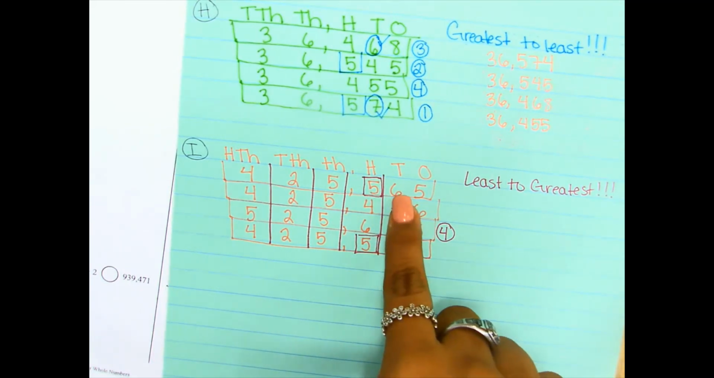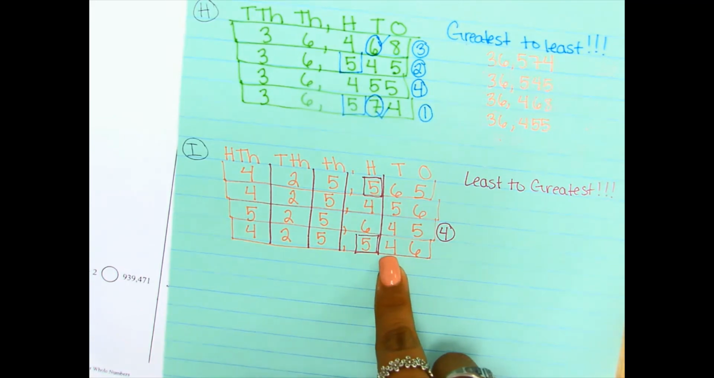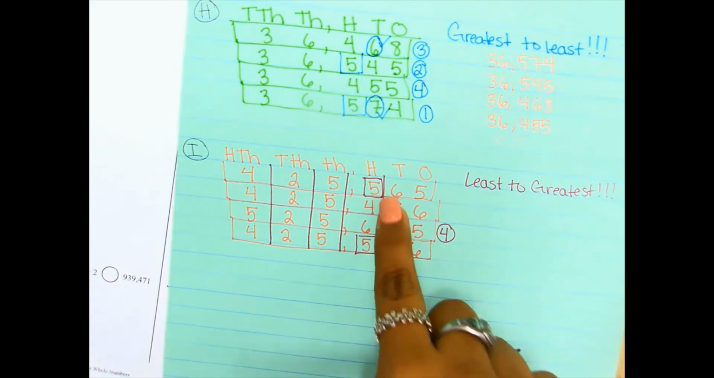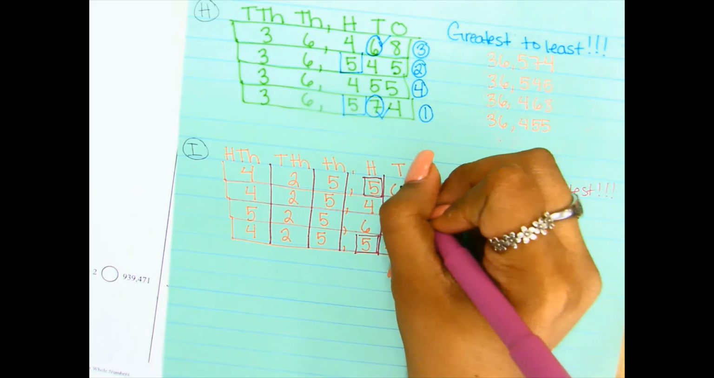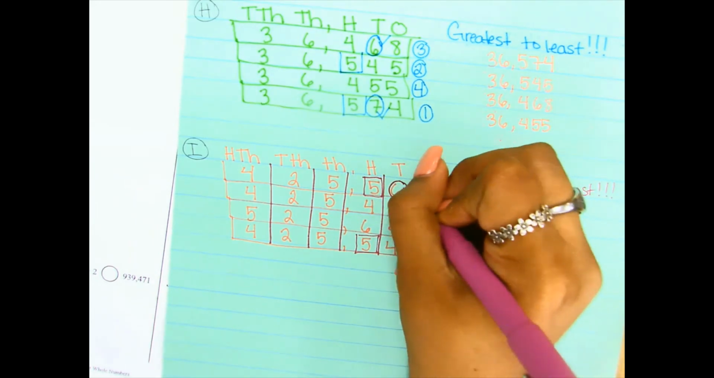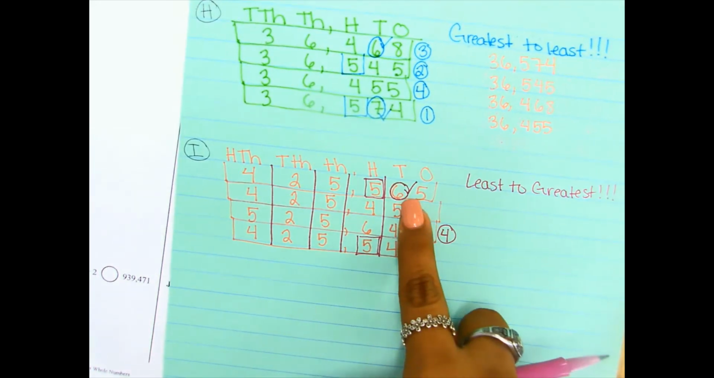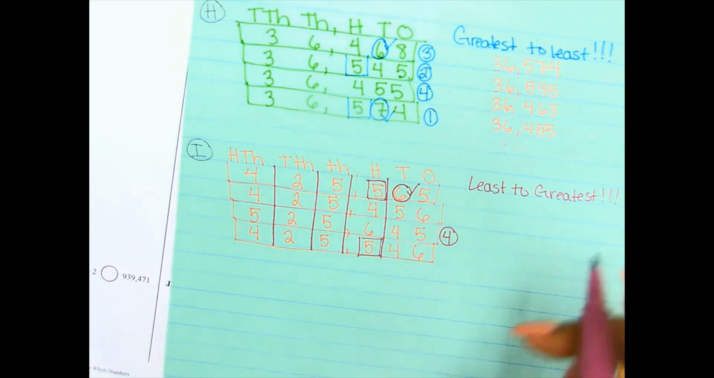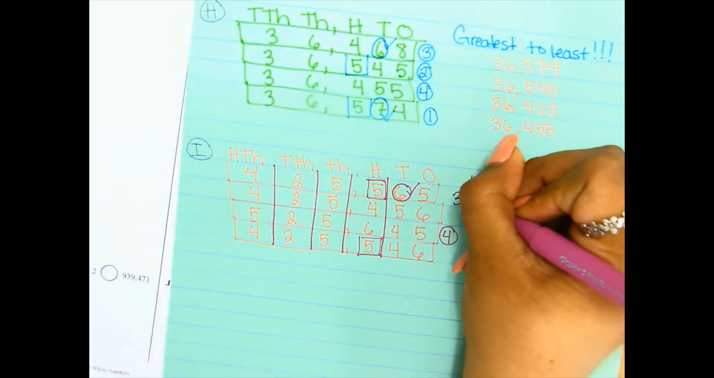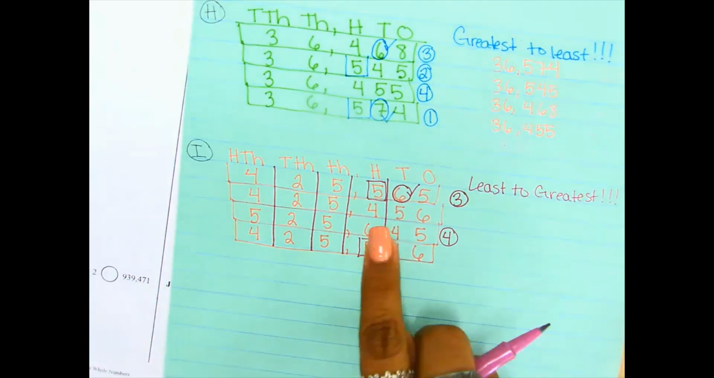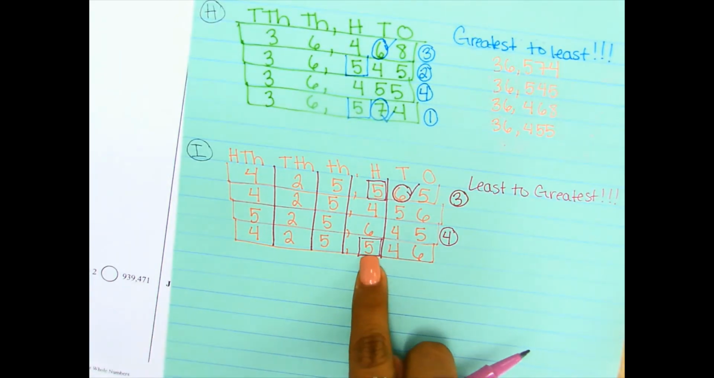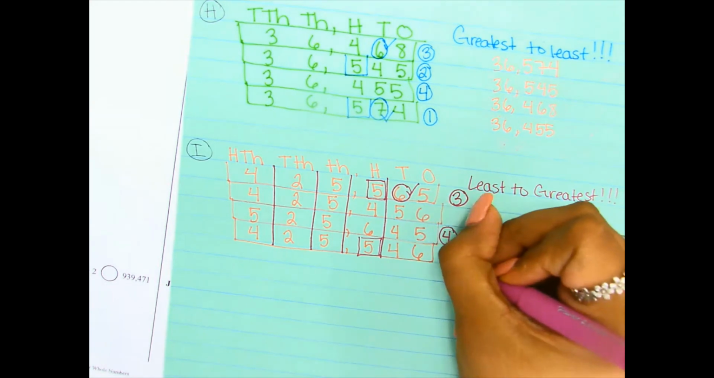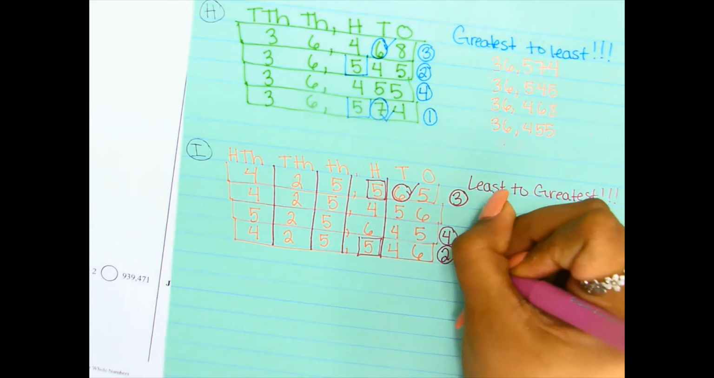This is 6, this is 4. Which one is greater? Exactly. My 6 is greater. So I'm going to put a circle and a check mark and stop there. Since I know this is my next greatest value, I'm going to put this in third place. Since I know this is my other great value, this will be in second place.